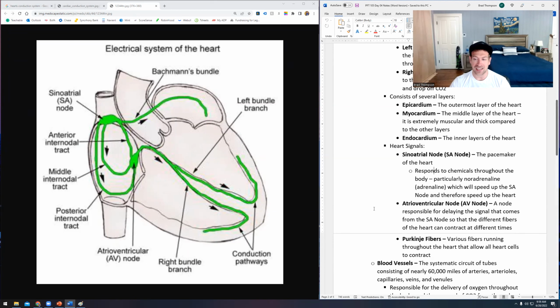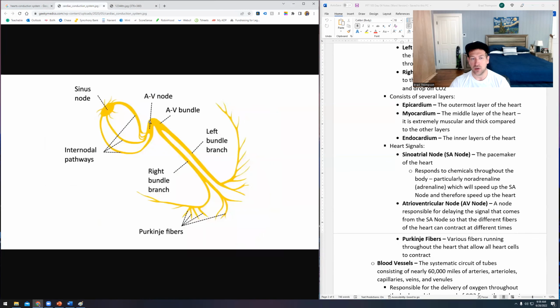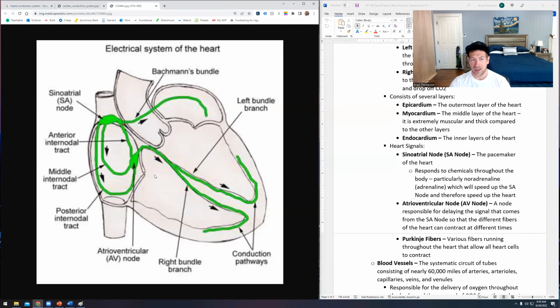Now, it's connected to this other node right here. This node right here, that's your AV node. That's your atrioventricular node. And what's kind of funny about the AV node is it delays the signal. Now, you might be wondering, why would we want to delay the signal? Like, if we created it, why would there be this wire directly afterwards that sort of insulates the signal and pauses it for just a second?